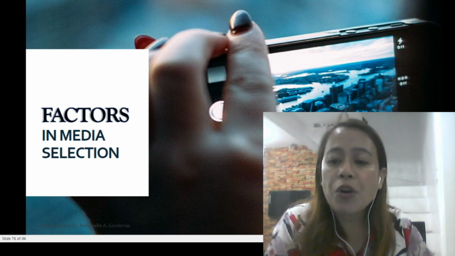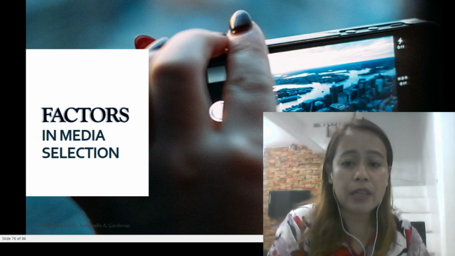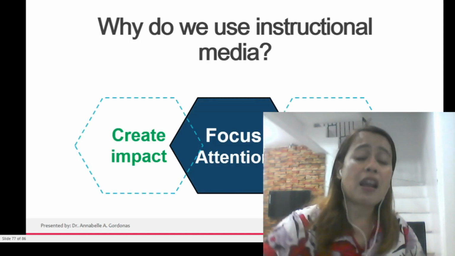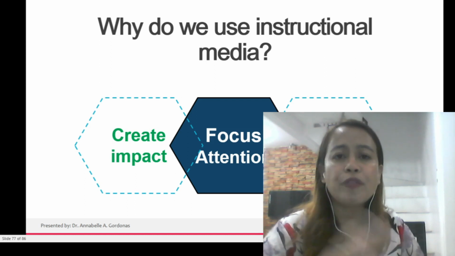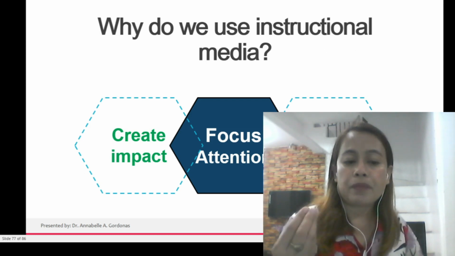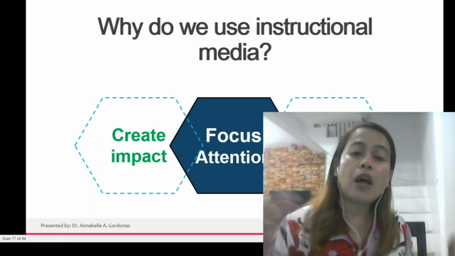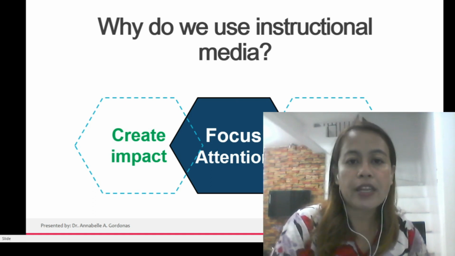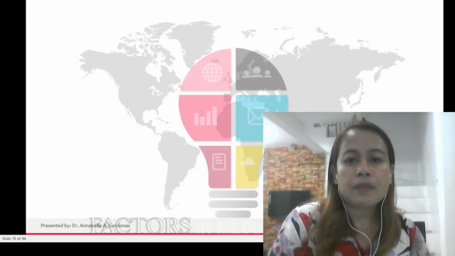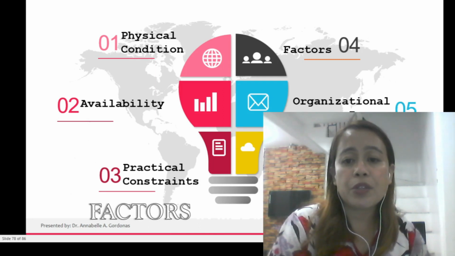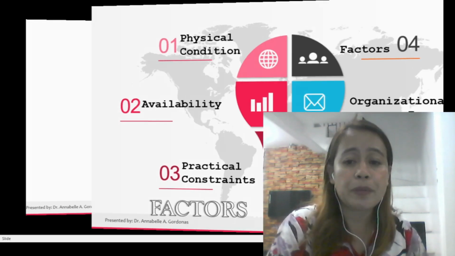Now let me share with you the factors in media selection. Okay. So why do we use instructional media? First is to create impact. It should be impactful, where students at the end of the lesson feel the empowerment and the discovery, you know, to acquire and practice this learning in their own context, to focus attention and support learning. So we have here several factors: physical condition, availability, practical constraints, learner factors, and we do have organizational issues and the function, or the teacher function.